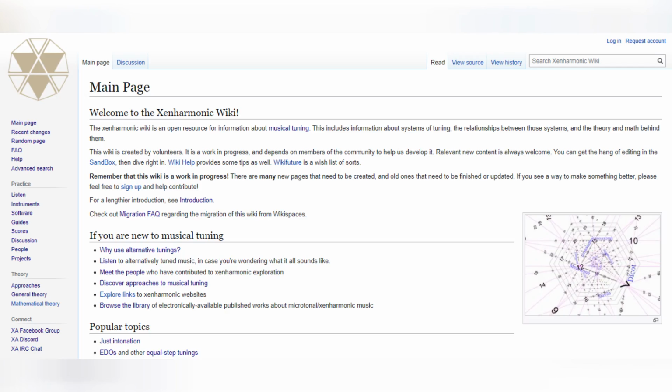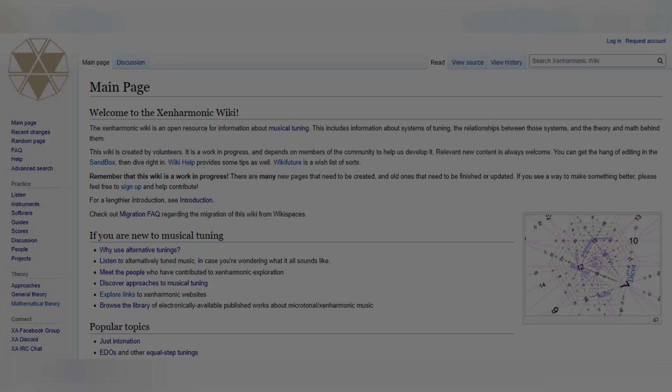Any word or phrase that is blue, or purple if it's already been clicked, is a link to another page, much like Wikipedia or any other wiki functions. And of course, the search function can lead you to more information on anything specific that you can think of. For our little tour, we'll follow the course I found most logical, and if at any point you disagree with me, feel free to leave a comment down below and tell me what you think.